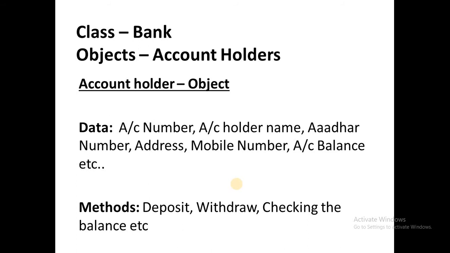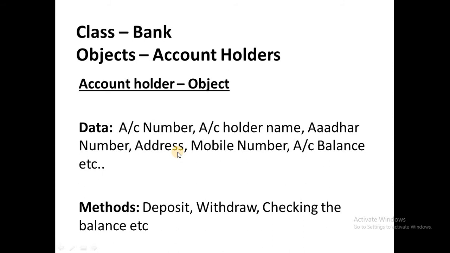In the account holder object we can list out many data items: account number, account holder name, Aadhaar number, address, contact number, account balance. These are the features or properties of the account holder object. What can the account holder do? That is a method, that is an operation, that is a function.